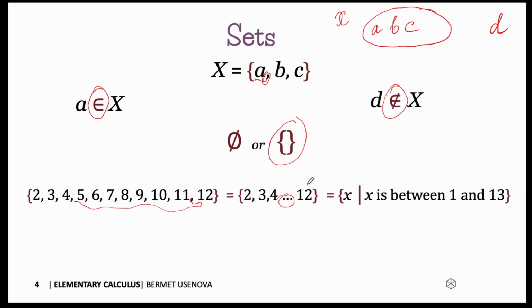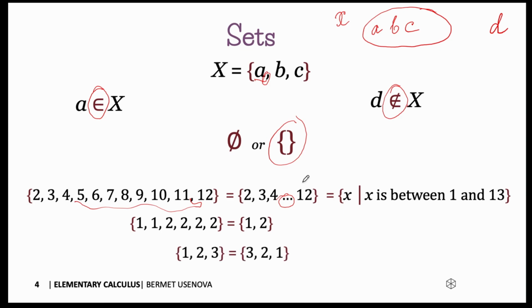Generally, in a set, it doesn't matter how often an element is listed. For example, these two sets are basically the same. So it doesn't matter how many times you list 1 or 2, these two are the same. And the ordering of the elements doesn't matter either. So you can write it 1, 2, 3, 3, 2, 1. It will be the same set.